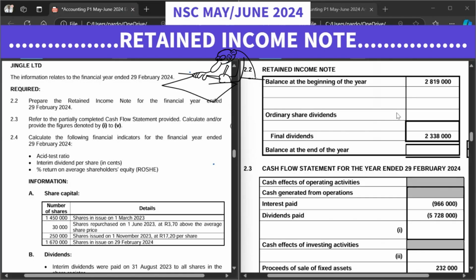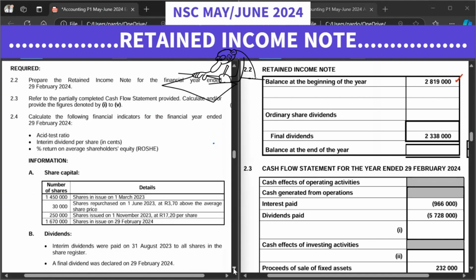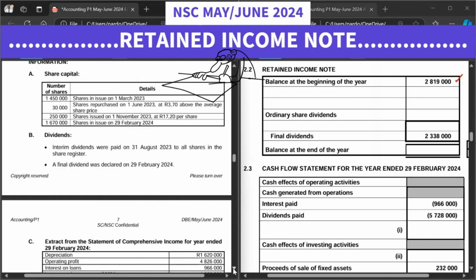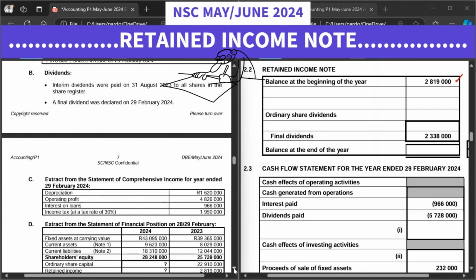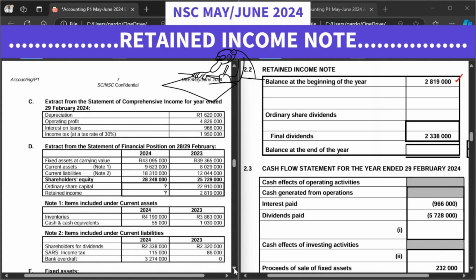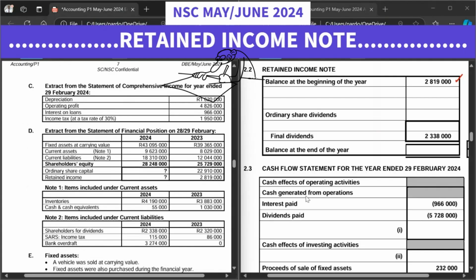All right. So in this one, we're already given the balance at the beginning of the year, which is 2,819,700. So that one was not much of a challenge. And we know that after we've put in the balance at the beginning of the year, the next thing that comes is my net profit after tax. So format is very important. I want to encourage you to know your format. Know your format, that will allow you to save on time in the exam. So I'm going to come here and say my net profit after tax.